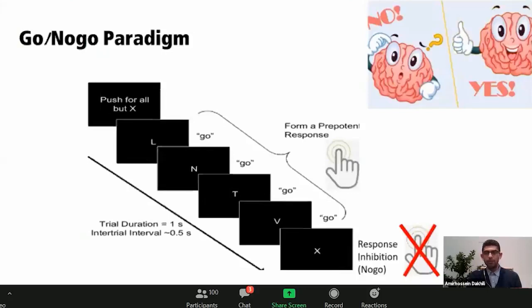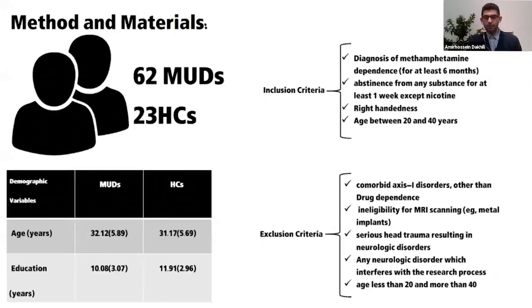But there is little literature available on mixed go-no-go cue reactivity tasks using fMRI, and we tried to combine a go-no-go task with fMRI drug cue reactivity. As you can see on this slide, for this project, we used data from 62 methamphetamine users, and all the individuals were male and right-handed. We also recruited 23 healthy controls to validate the cue reactivity aspect of our task. You can also find the inclusion and exclusion criteria on this slide.